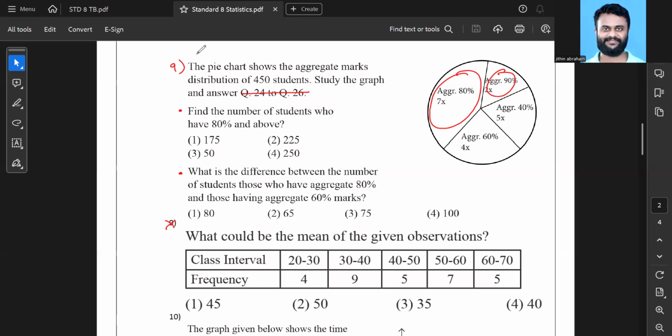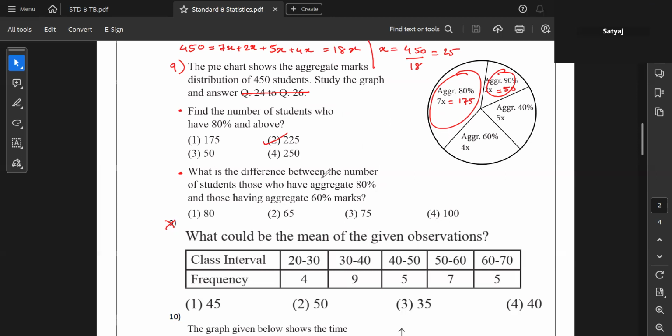Now let's do one thing. Since they have already given you 450, this 450 can be written as 450 is equal to 7x plus 2x plus 5x plus 4x. When you add them, this comes to be 18x. And that gives me x is equal to how much? 450 divided by 18, that gives you 25. You're absolutely correct. Now, if x is 25, 7x will be equal to 7 times 25, that comes to be 175. 2x comes to be 50, and 50 and 175 is 225.